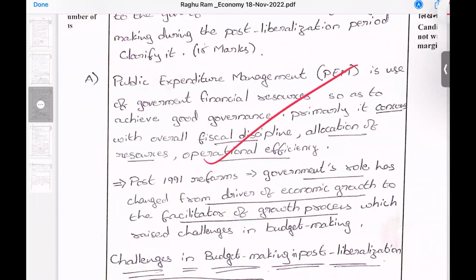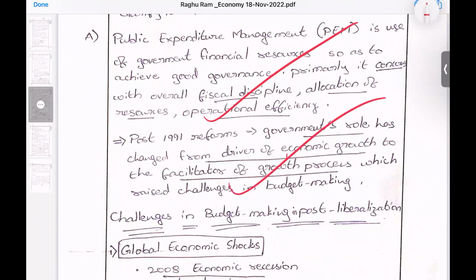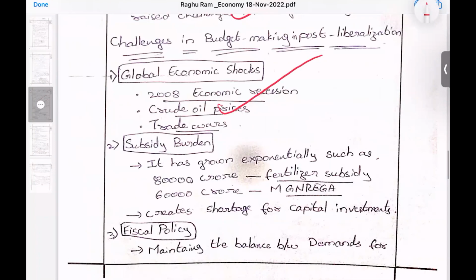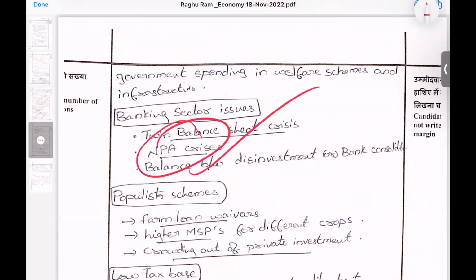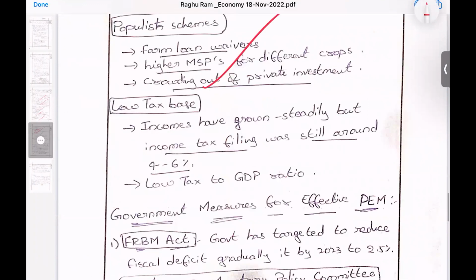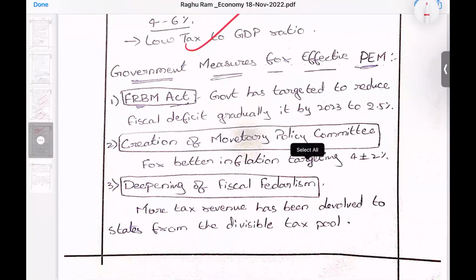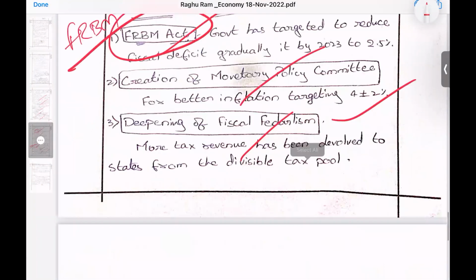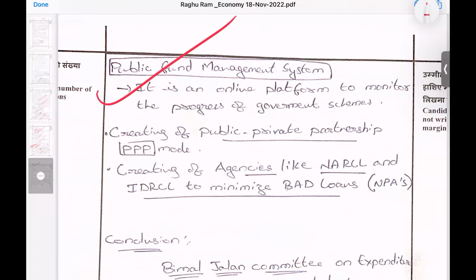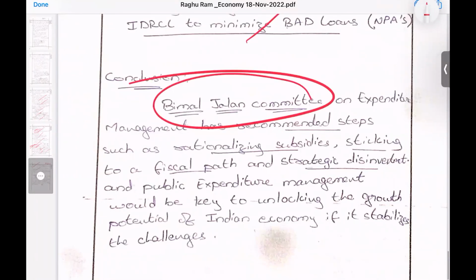Good. Definition is good. Global economic shock, subsidy burden, fiscal policy, banking NPA crisis, populist schemes. Good answer. Yes, FRBM Act. Yeah, I forgot this point. Implementation of FRBM. Fiscal federation. Yeah. Creation of monetary policy. Good points. Yes, PFMS. PPP. Yeah. Bimal Jalan Committee. Good mention. Okay.